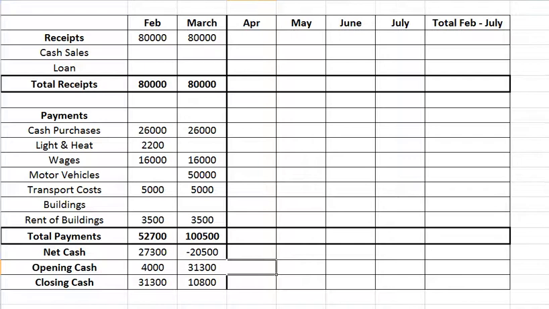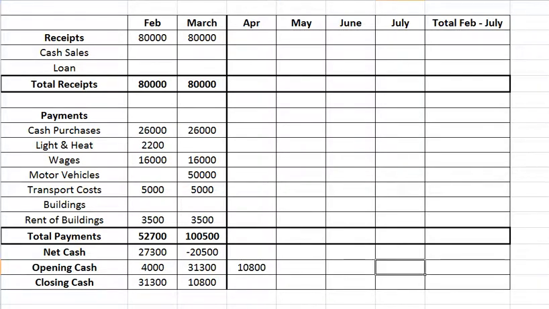What's happening here is they're predicting they will have 10,800 in cash at the end of March, the closing cash for March. And of course the closing cash for March becomes the opening cash for April. So that 10,800 goes out there.